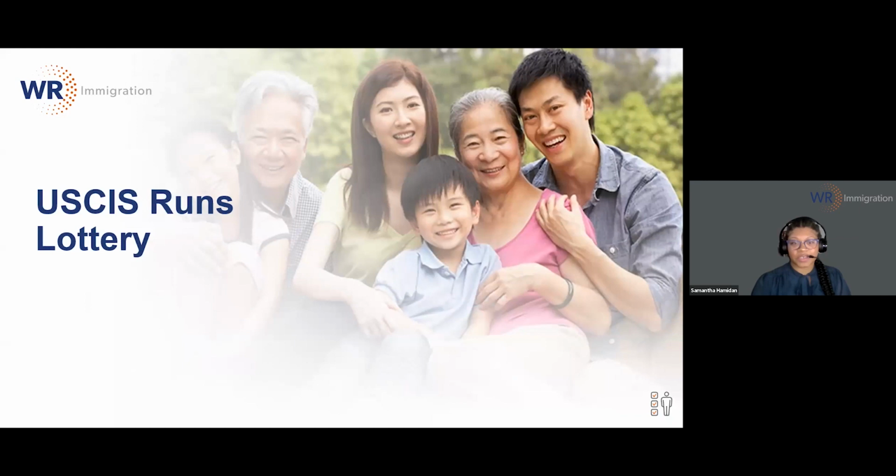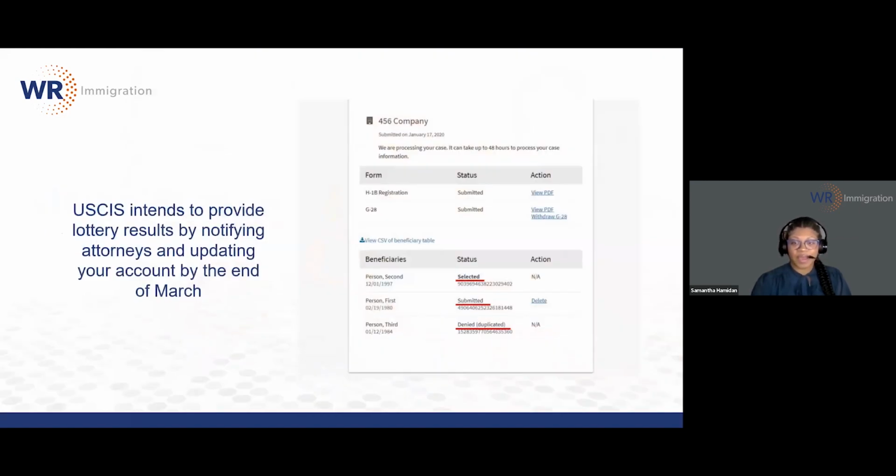After the registration period closes in mid-March, USCIS will run the lottery. By March 31st, USCIS intends to notify attorneys which beneficiaries were selected in the lottery and update the status in the USCIS online accounts. If an individual or beneficiary was selected in the lottery, the status will update to show selected. WR Immigration will then work to prepare the CAP H-1B petition for filing with USCIS within the 90-day filing window. The earliest the filing window would begin is April 1st.